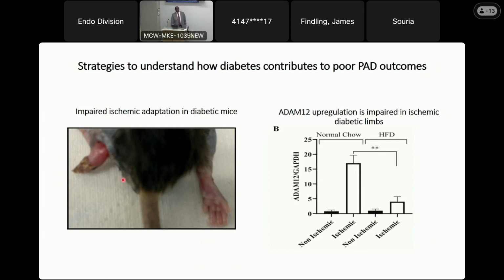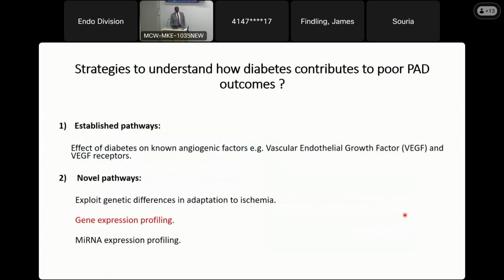In that model, when we look at the ischemic muscle here and look at ADAM12 expression, you can see that unlike the non-diabetic animal that gets a robust upregulation of ADAM12, ADAM12 expression is impaired. I'm going to come back to that.